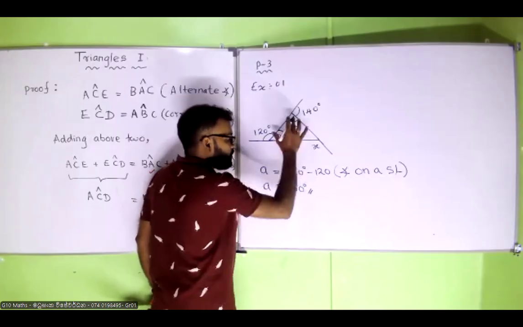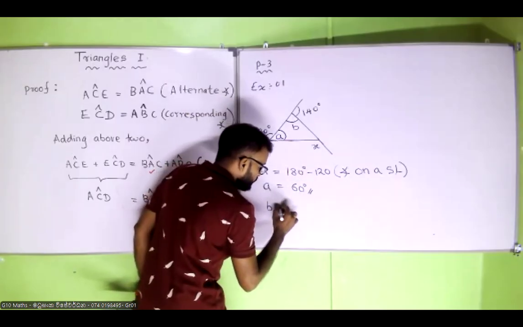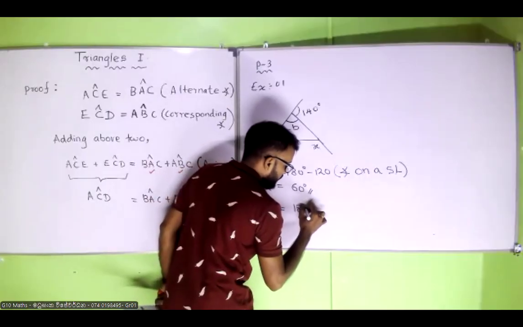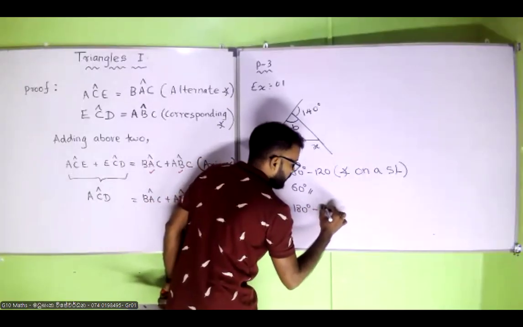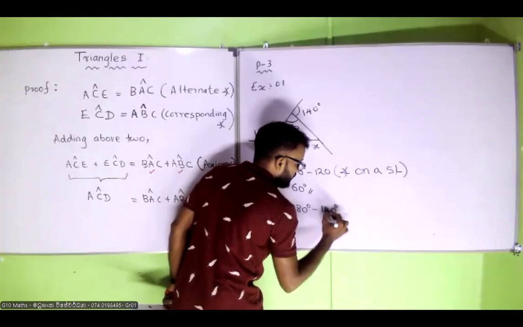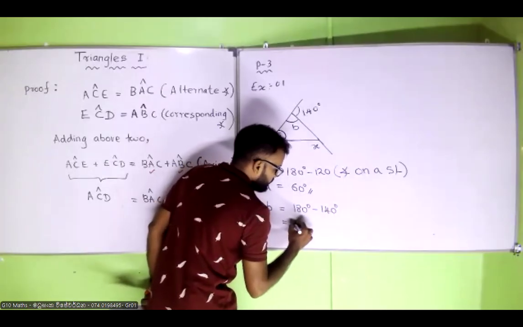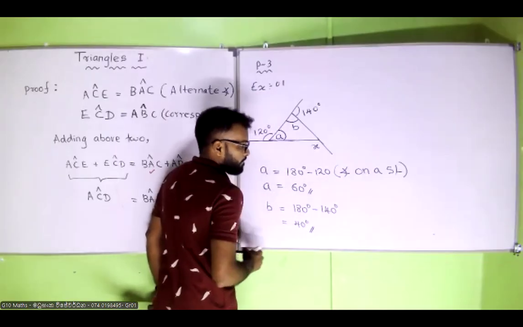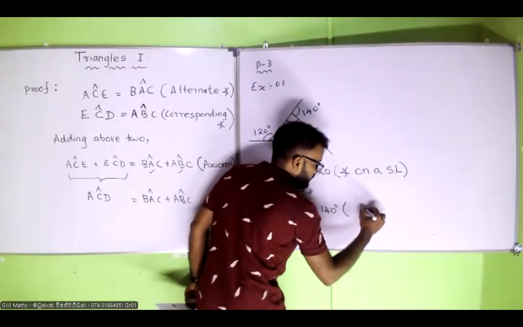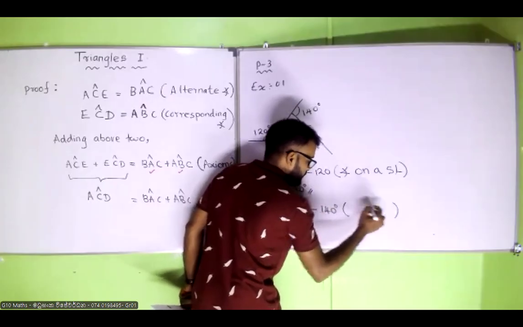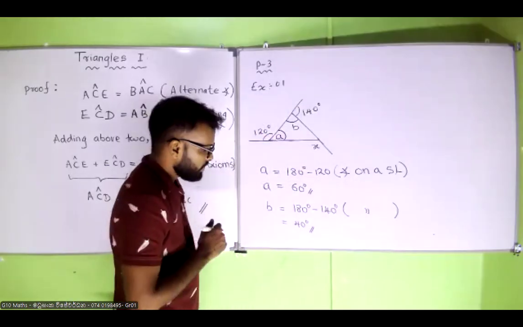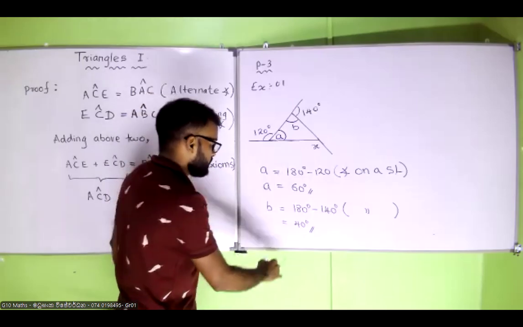By using the same method, I am going to find the value of B. B is equal to 180 minus 140 degrees, so the value is 40 degrees. The reason is the same: angles on a straight line, so that I subtract 140 from 180. So I have found my B as well.